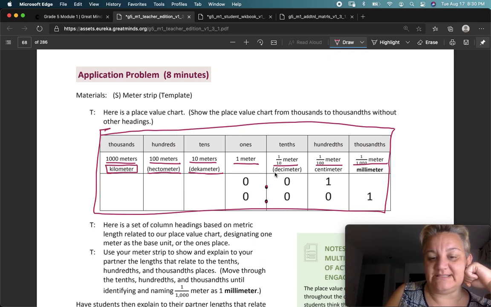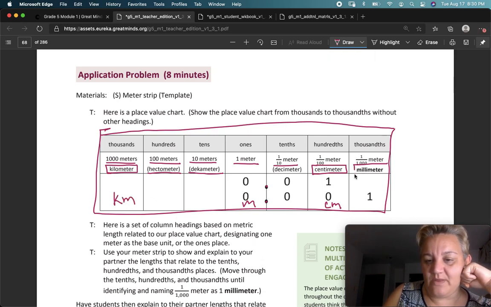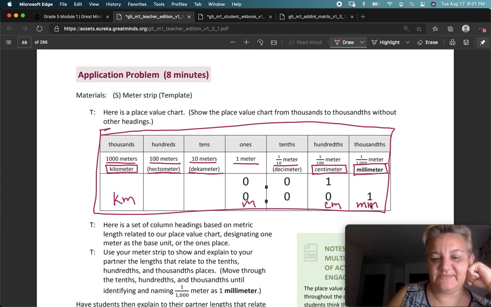1/10 of a meter is called a decimeter. And 1/100th of a meter is called a centimeter. Now you've probably heard centimeter too, and we always abbreviate it with cm. And a meter we always abbreviate with m. And kilometer we always abbreviate km. And a millimeter, that's the 1,000th of a meter, is mm, okay? So you've heard these before. Maybe you haven't heard hectometer or decameter or decimeter, but you've definitely heard centimeter.